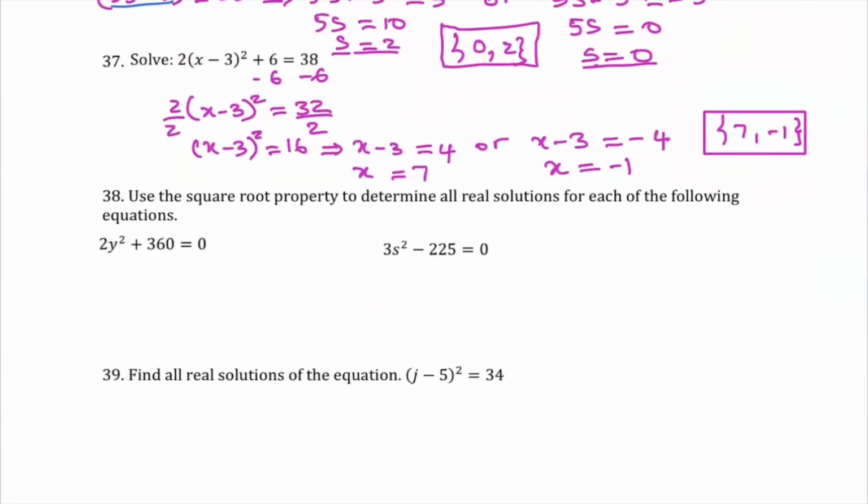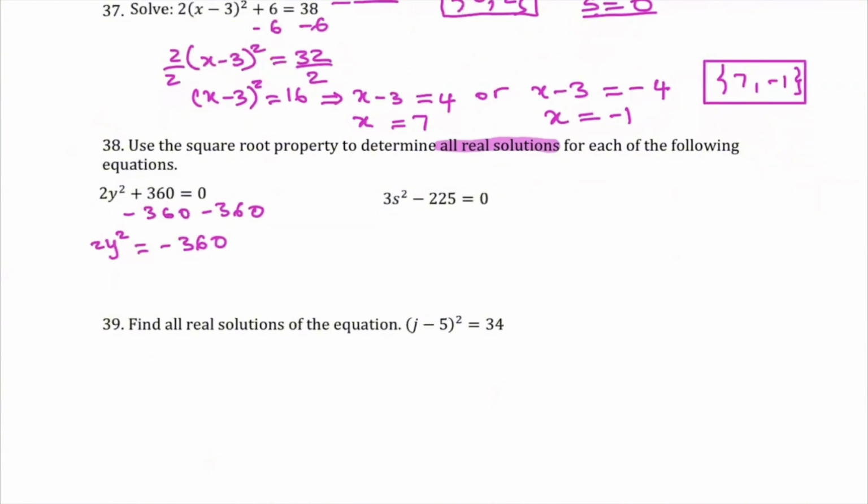Now, for this one, they want you to solve this to determine all real number solutions. Well, obviously, I'm going to solve this completely. So let's subtract the 360 on both sides. 2y squared equals -360. Divide by 2, y squared equals -180.